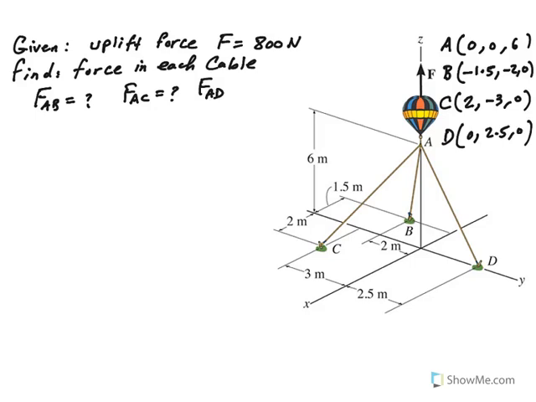Hello everybody, I'm here with an example of a three-dimensional particle equilibrium where we are told that this balloon is being held by three cables, as you could see, and the uplift force is given to be 800 newtons, so this force here is equal to 800 newtons. So basically these three cables have to support the 800 newtons. And the objective here is to find the force in each cable, AB, AC, and AD.